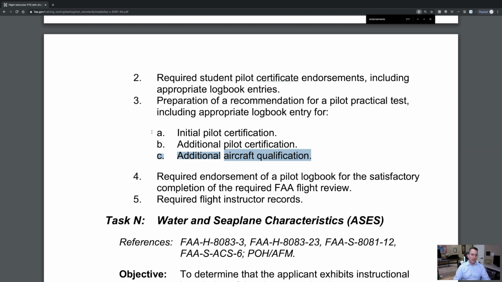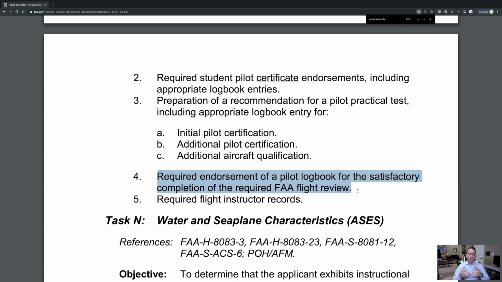And number 4 states the required endorsements for a pilot logbook for the satisfactory completion of an FAA flight review. And again, the question the examiner likes to ask is, what if the person flies with you and you don't want to give the flight review to them? What would you do? Then you would say, no endorsement needed. I just signed their logbook for instruction given, and I ask them to come back out, maybe participate in the Wings program with me, but get them proactive and get them back in. Well, I'll save that for the scenarios when I come back on another video.